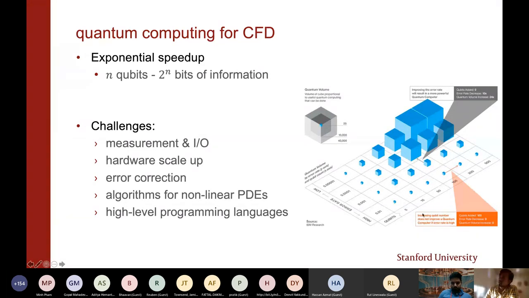For example, here on the x-axis is the number of qubits, and on the y-axis is the error. If you have a very high error of 0.01, even if you scale your quantum computer to 500 qubits, you can see that it's not scaling, you're not going to get the power out of it. But if your error is 10 to the power minus 5, then as you scale up, you can gain the advantage. So the quantum volume increases. That's what they say.